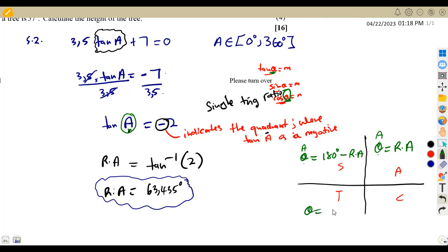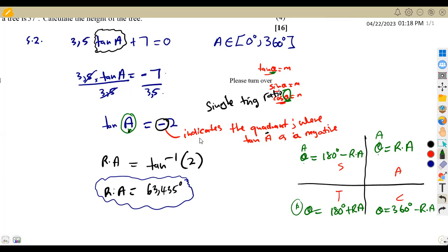In the third quadrant, you add the reference angle to 180 degrees. So that is how you can calculate our A. In the fourth quadrant, we subtract the reference angle from 360. So it's 360 minus the reference angle. So that is how you now have the final answer from the quadrants.